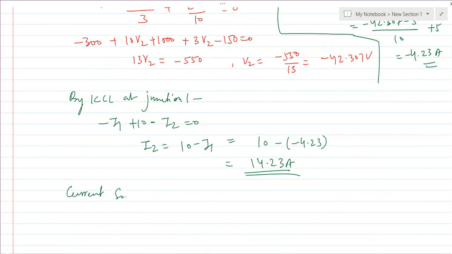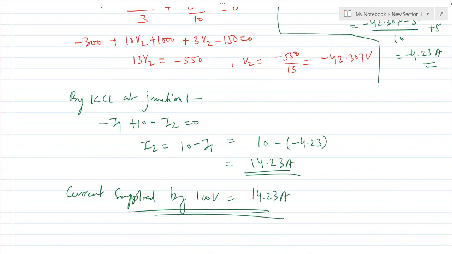So I can write, current supplied by 100 volt is equal to 14.23 ampere. This is the answer for this question, right?